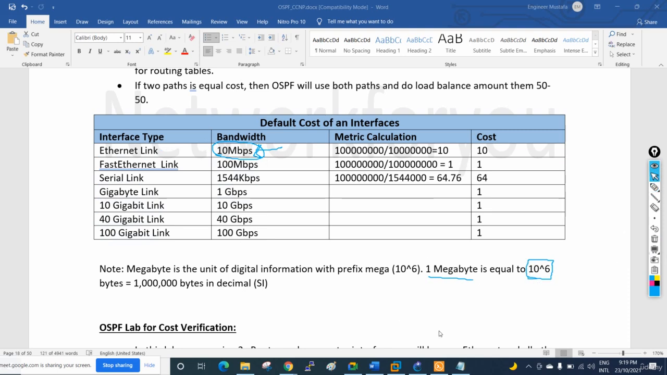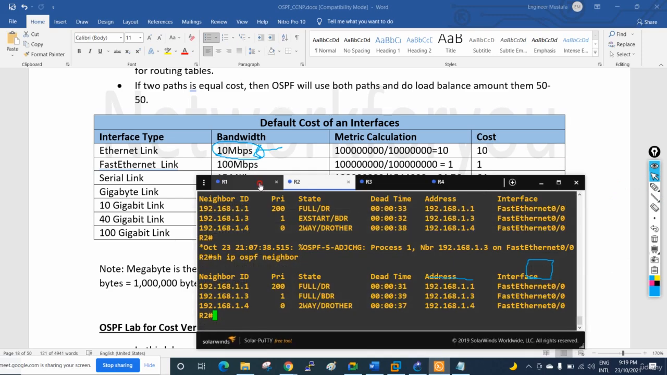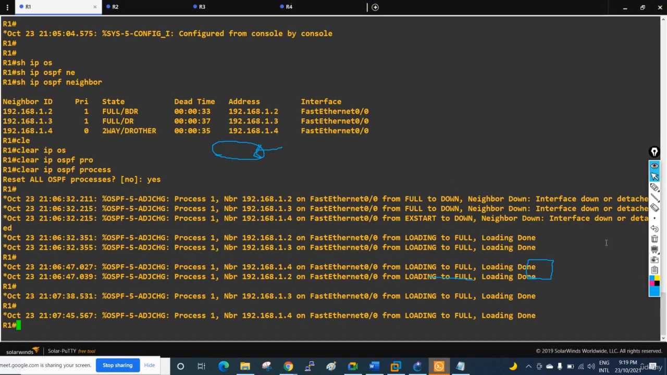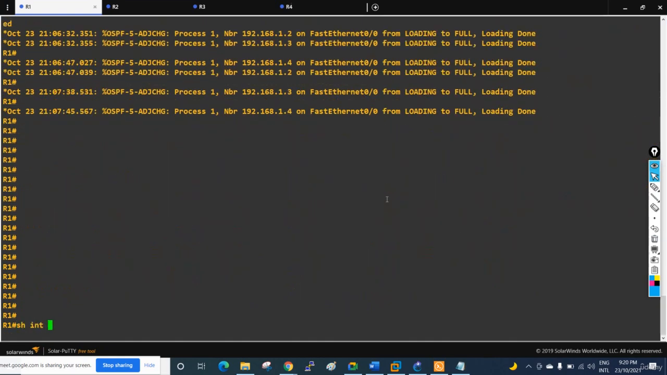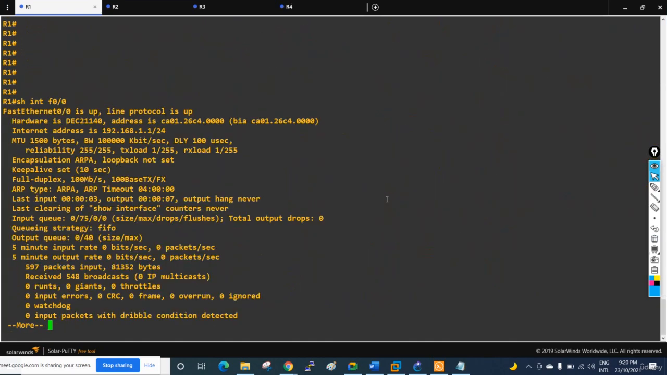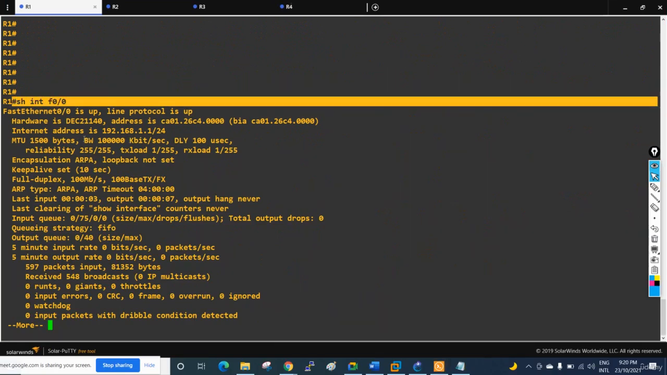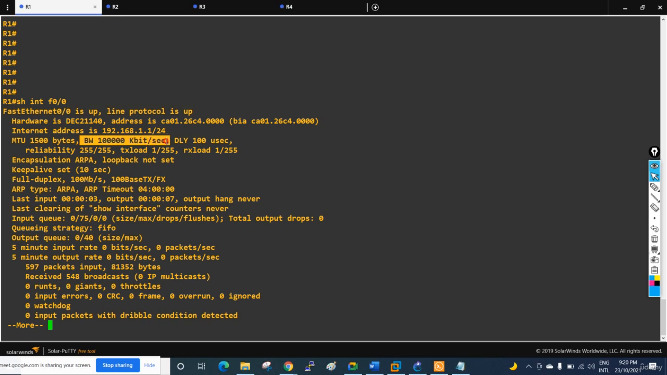Now I will go to any interface, I will go to R1. In R1 I will check the interface bandwidth. What is the interface bandwidth in R1? I want to verify that. So I will write show interface FastEthernet 0/0. Okay, I wrote show interface FastEthernet 0/0. If you see, this is the bandwidth. What is the bandwidth written here? Here the bandwidth is BW equal to 1, 2, 3, 4, 5.